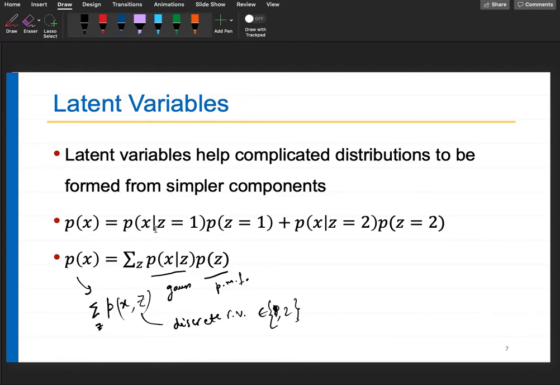So this is basically P(x, z) marginalized over z. And P(x, z) could be anything. It could be Gaussian, it could be exponential, it could be Bernoulli, any distribution basically could be P(x given z). And z is a discrete random variable. It can take discrete values like 1, 2, 3, 4 up to K. So this is the idea of latent variable models.